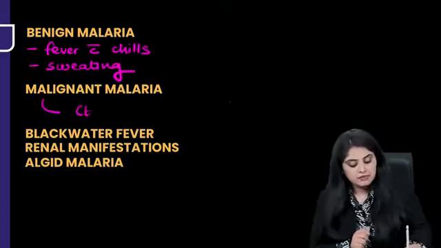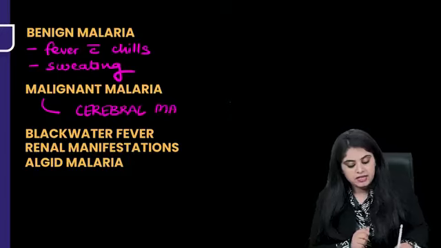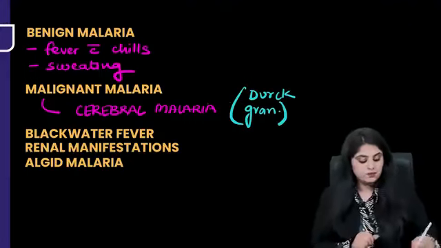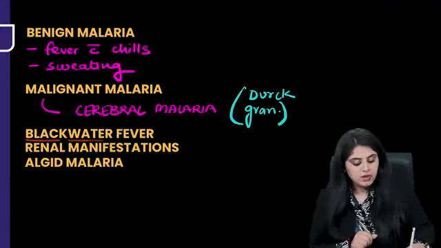But what is malignant malaria? Malignant malaria means that the patient has cerebral malaria. Guys, I want to ask you, from pathology, in cerebral malaria, what was the granuloma that you had seen in pathology? Yes, it was the Durck granuloma. Correlation. Next, can malaria have black water fever?